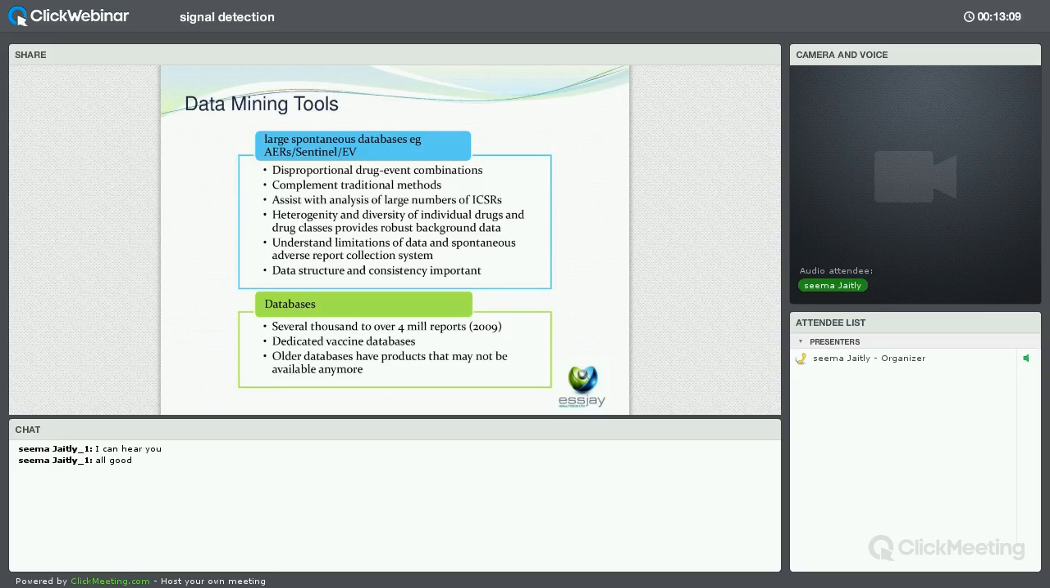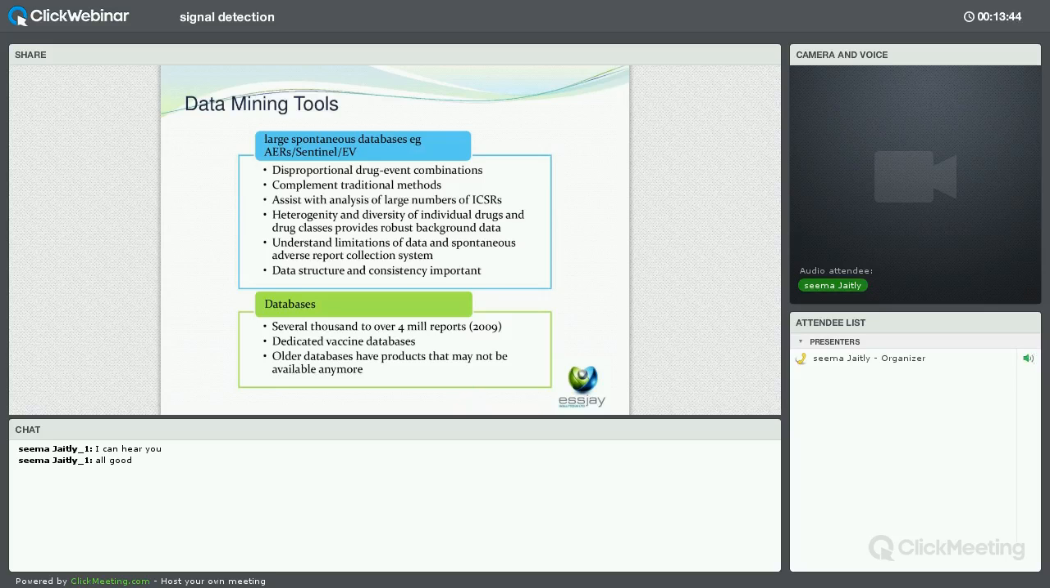Now, looking at the databases overall, there are many that are available. We have AIRS, FDA, Sentinel, which I think has been changed. That was the MHRA one. Vigilance as well. Obviously, huge databases, lots and lots of events on them. And you also have a dedicated vaccine database for vaccine products. But like I said, you do need to know what you're looking at and what you're using as baseline, because the older databases may have products that aren't available anymore, and this will skew what you're using as your baseline.